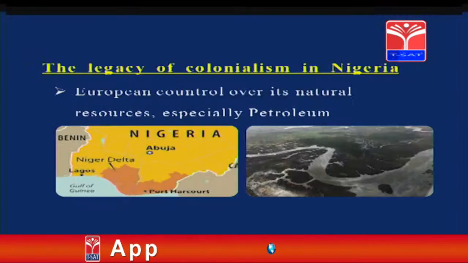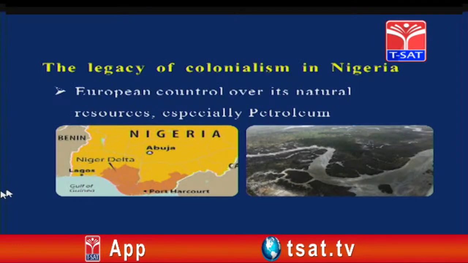But before Nigeria became a politically organized democratic system, it faced many difficulties under colonialism, such as European control over its natural resources, especially petroleum. Children, we have learnt even in the previous sessions that the European countries made colonies for the sake of raw materials. They wanted raw materials for the industries in those countries. They made some countries their colonies, such as India also. India was also a colony of the British Empire. In the same way, Nigeria became a colony of the Britishers. The main reason was petroleum.